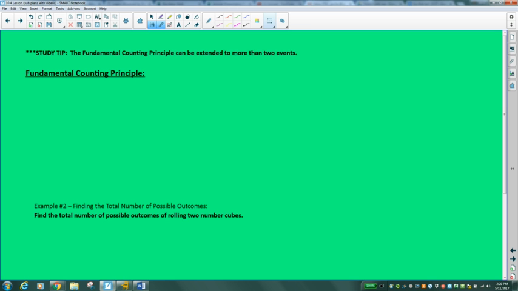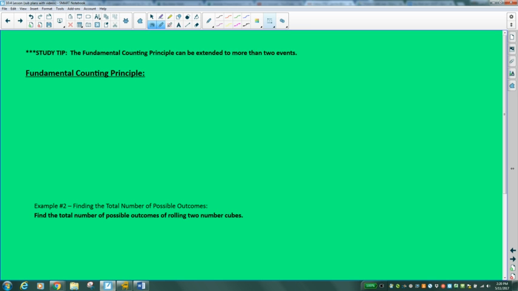So the fundamental counting principle is simply when you have an event, let's say it's event M, it has m possibilities. So if I roll a dice, the number of possibilities is 6. If I have another event, let's say flipping a coin, we're going to call that event N, or the second event. It has n possibilities. Flipping a coin would have 2.